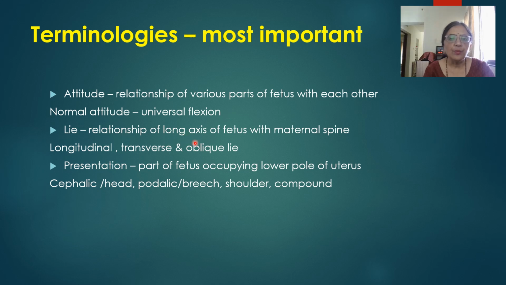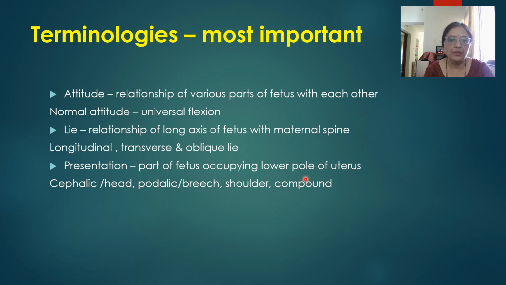Lie is the relationship of the long axis of the fetus with the maternal spine, which can be longitudinal, transverse, or oblique lie. Presentation is the part of the fetus which occupies the lower pole of the uterus, so it can be either cephalic or head, podalic or breech, shoulder presentation, or compound presentation. Compound is if there is a hand by the side of the head, then it is called a compound presentation.